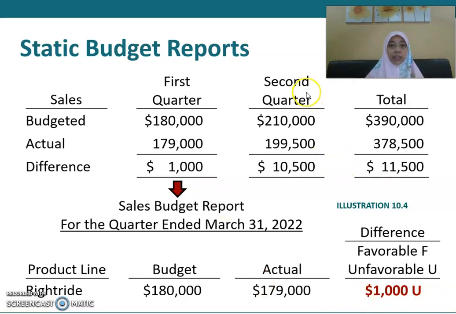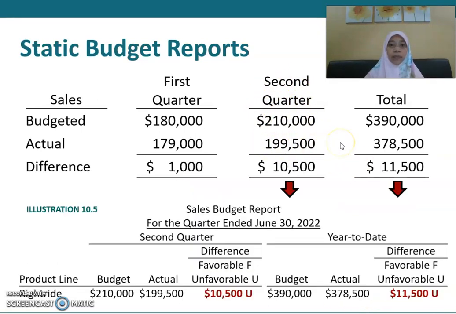What about the second quarter? Now let's look at the second quarter. Again, you have budgeted to get a revenue of 210,000, but you only get 199,500. So again, there is a difference of 10,500 for the second quarter. Again, you have an unfavorable variance, because the variance is either favorable or unfavorable, and in this case it is unfavorable.